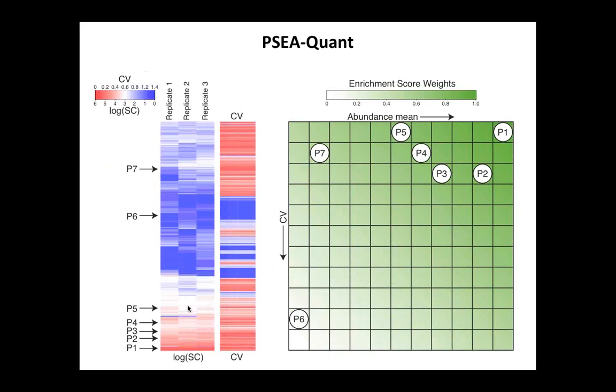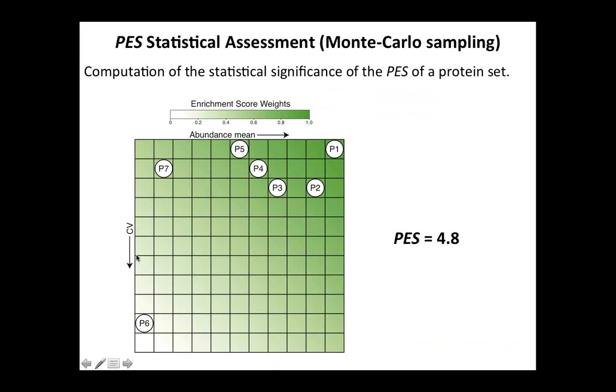Given a protein set, where the proteins are annotated P1 to P7, we map these proteins in an enrichment score weight matrix based on their abundance in a set of replicates. In this case, we've used spectral count as our measure of abundance, and their coefficient of variation among these replicates. Proteins that are highly abundant and have a low coefficient of variation will end up in the top right of that enrichment score weight matrix. Once we're done mapping all of these proteins, we sum all their scores to obtain the protein enrichment score.